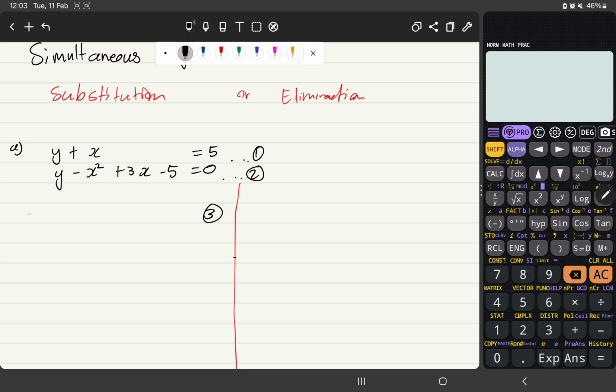So I said I want to make my life easy, so I'm going to say y equals what? 5 minus x, and that is my equation 3, right? So now I substitute equation 3 into equation 2, right? One thing that I like to say is that we used equation 1 to get to equation 3, so you cannot substitute equation 3 into equation 1. I'll just keep on repeating it.